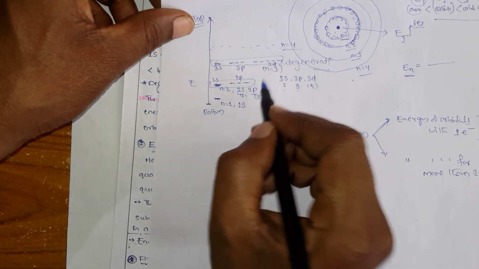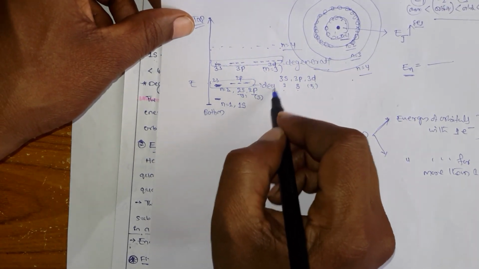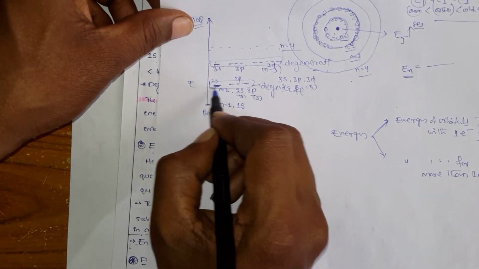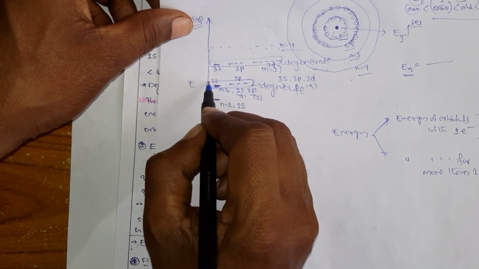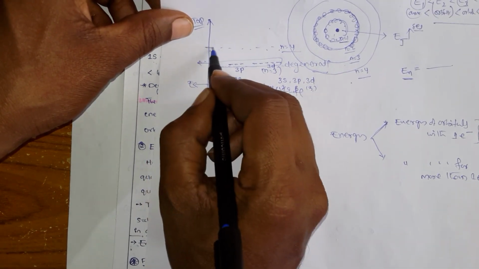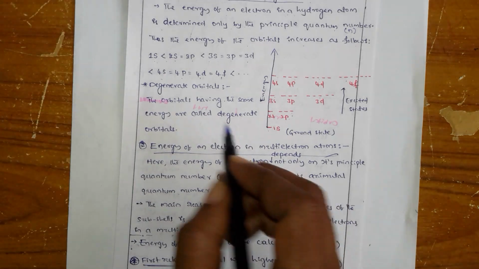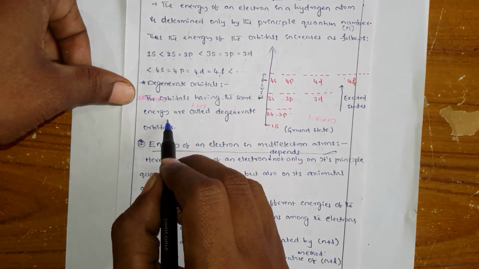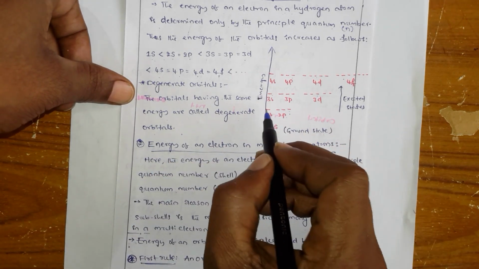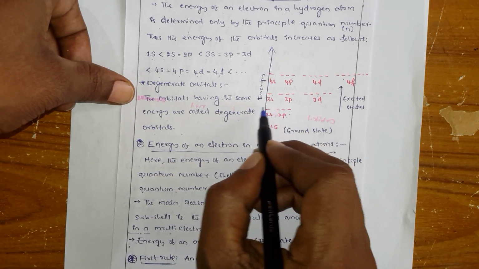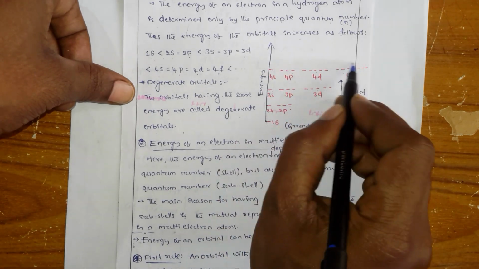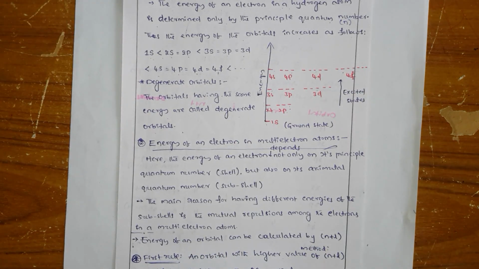Degenerate means, very simple, their energy is the same, not the shape. The energy is the same here, right? So the orbitals having the same energy are called degenerate orbitals. Okay, so what are the degenerate orbitals? These. So all these are the degenerate orbitals, right?